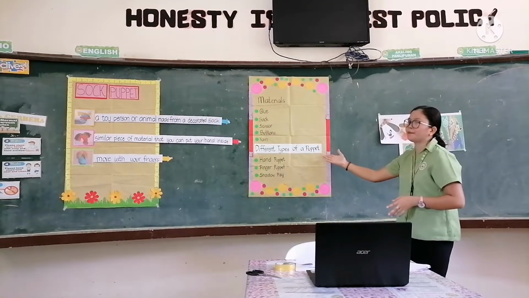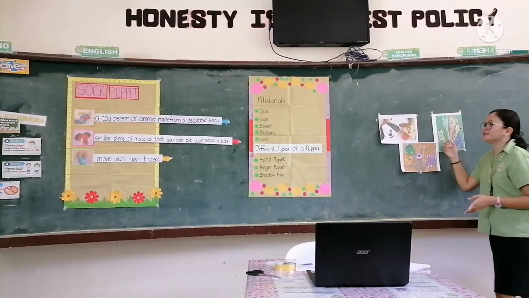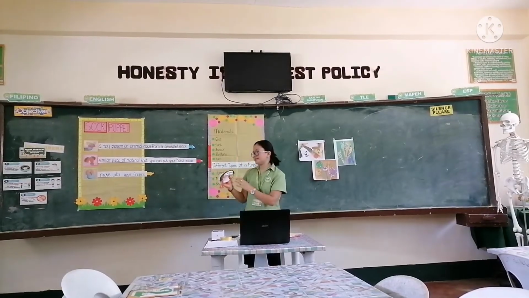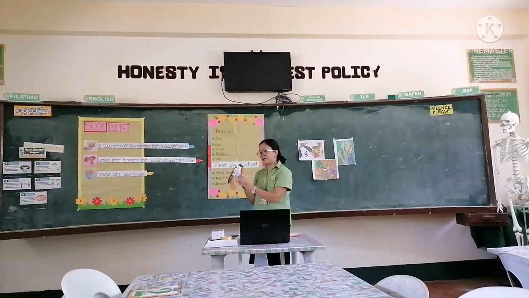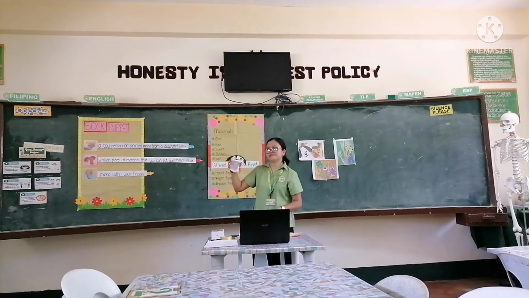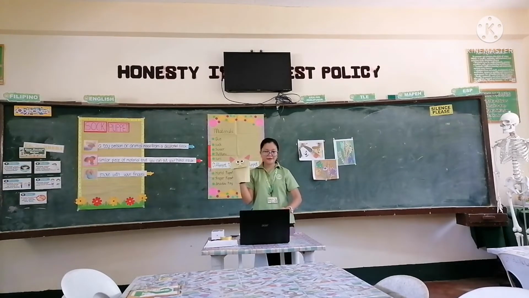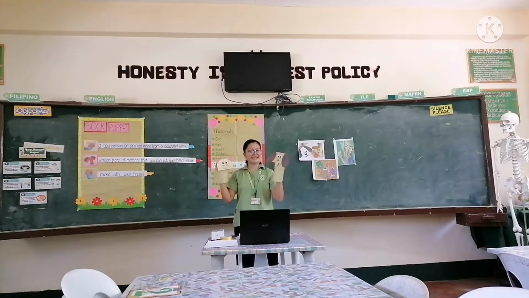The different types of puppet: we have the hand puppet, the finger puppet, and the shadow puppet. So this is a sample of a sock puppet. Yes, a sock puppet, made from a sock. Another, we have the paper bag. We have different types of puppet, guys. Look at it. We have different types of puppet. Yes, made from a paper bag, like this one.